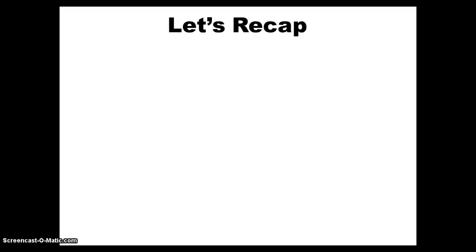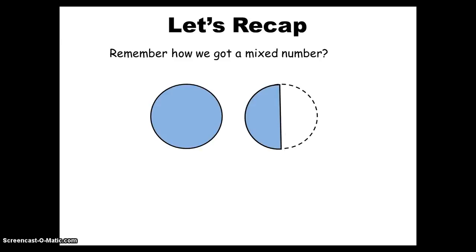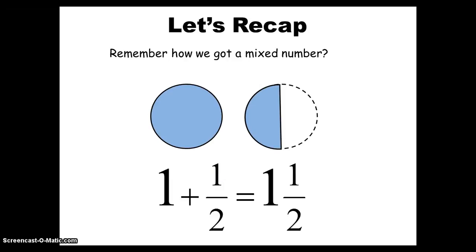Okay, before we start learning improper fractions, let us recap what we have done previously in the mixed number topic. Remember how we got a mixed number? Okay, look at the picture here. We have one whole plus a one half. So in order to get a mixed number, we have one whole here, plus a one half. So you will get a mixed number of 1 1/2.